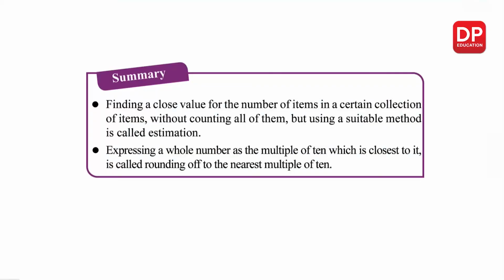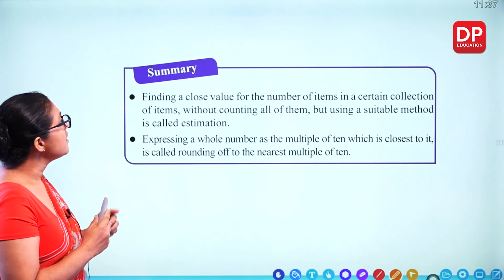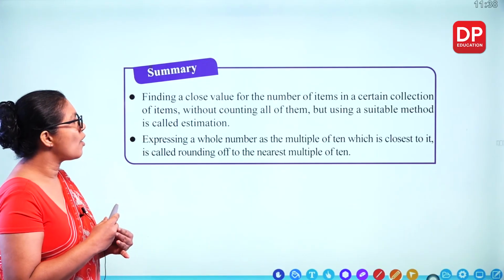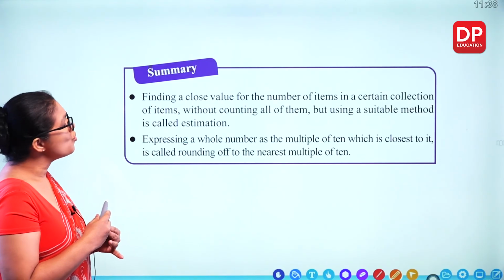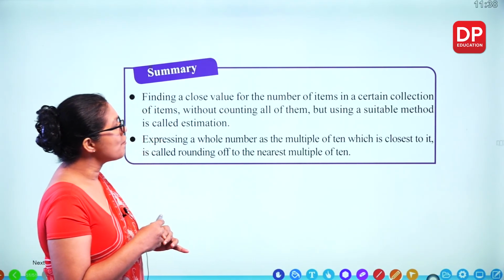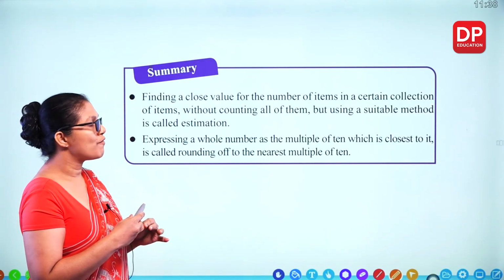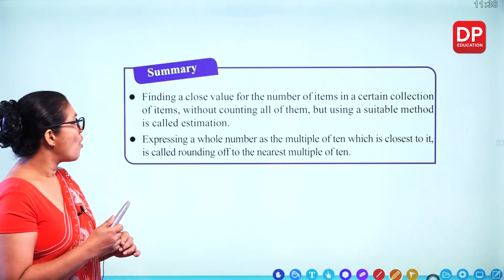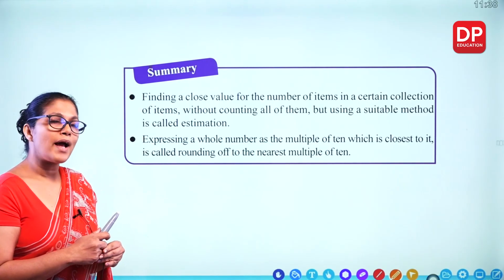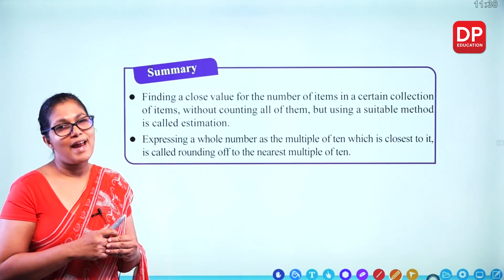So we covered all theory related to estimation and rounding off. Finding a close value for the number of items in a certain collection of items without counting all of them, but using a suitable method, is called estimation. Expressing a whole number as the multiple of 10 which is closest to it is called rounding off to the nearest multiple of 10. And we did rounding off to the nearest 100 place as well. So practice all these exercises and examples and be thorough with estimation and rounding off.